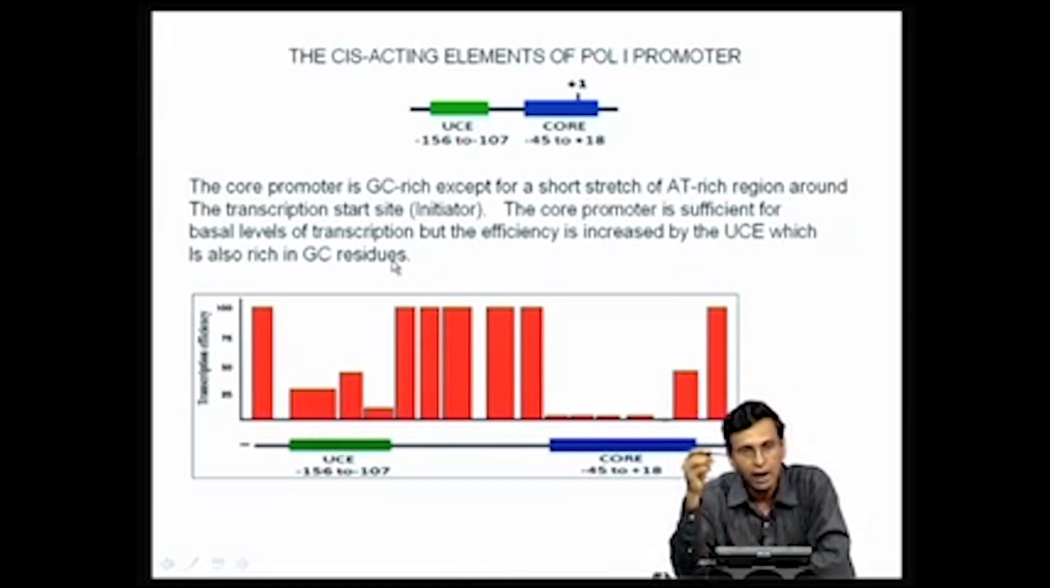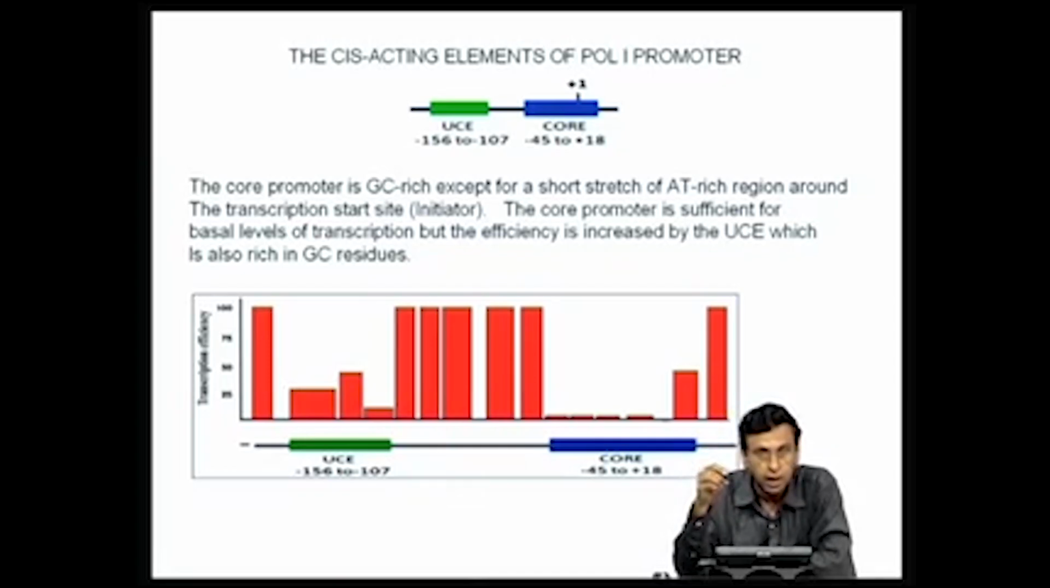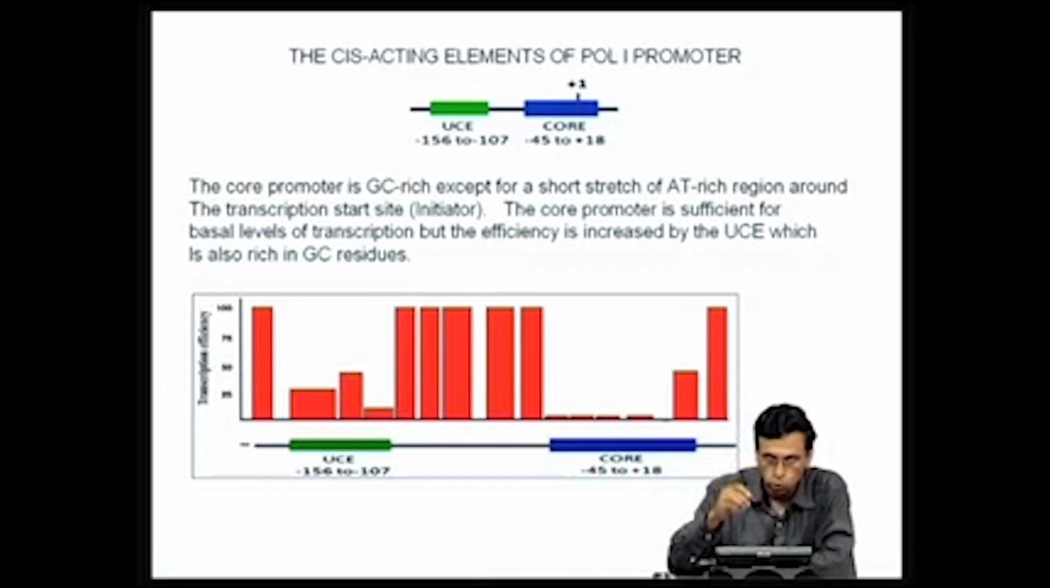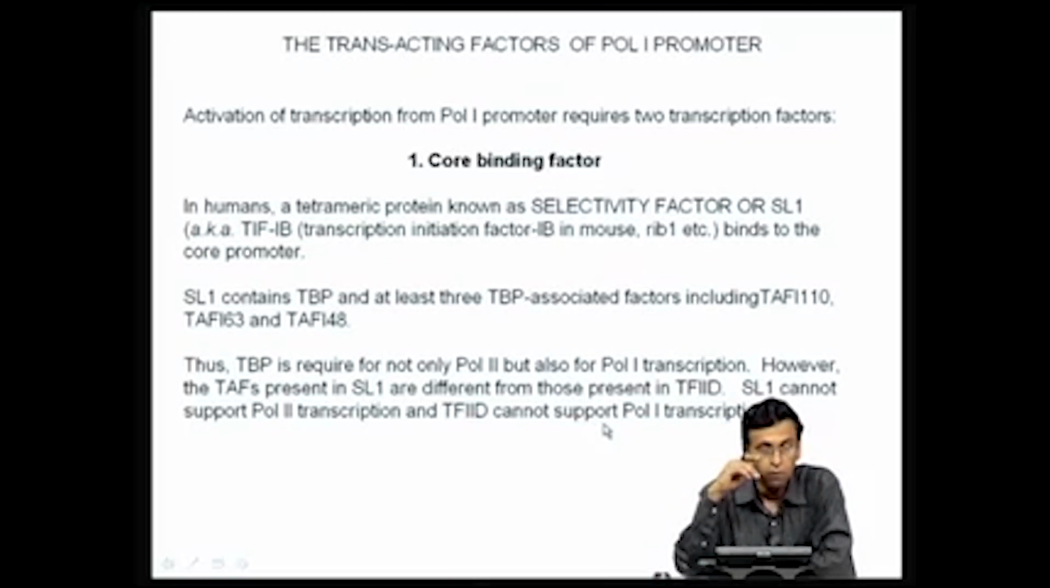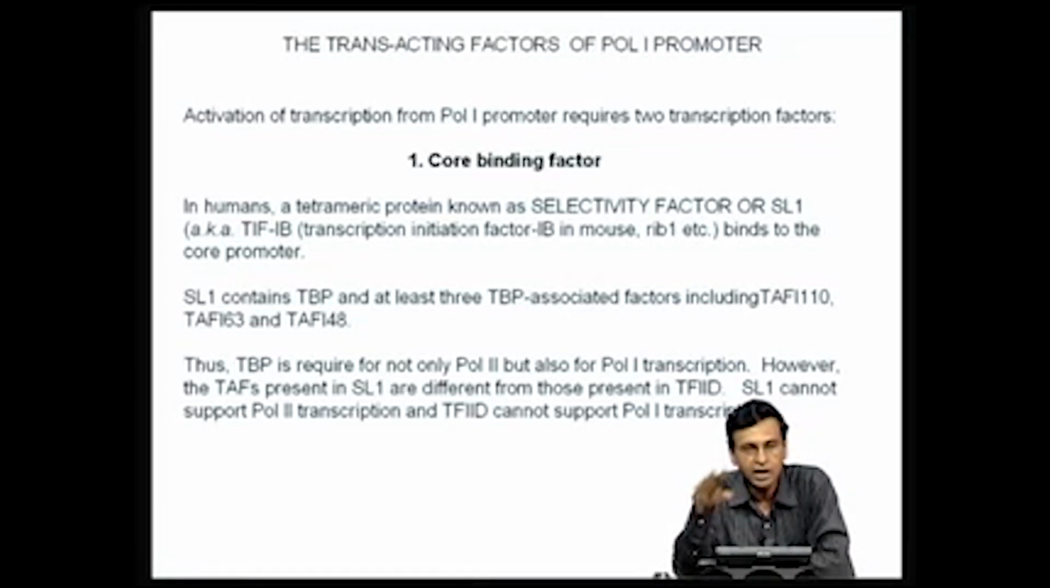Just as people have mapped the important nucleotides and regions required for Pol II transcription, in the case of Pol I transcription also, if you make mutations within the core region or within the upstream control region, there is a dramatic decrease in the transcription efficiency, clearly indicating that these two regions play a very important role in transcription initiation by RNA polymerase I. So, two major cis-acting elements are present in the RNA polymerase I promoter, the core region as well as the UCE, the upstream control element.